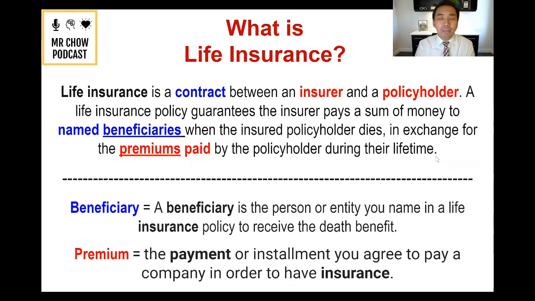Down there, I define those two things once again, and if you're taking notes, this is in the notes. A beneficiary is the person or entity you name in a life insurance policy to receive the benefit, so whatever monetary benefit there is, they're going to get it. A premium is that monthly, or sometimes annual, payment or installment that you agree to pay a company in order to have insurance. Those are two big words that you'll hear a lot as you grow up.